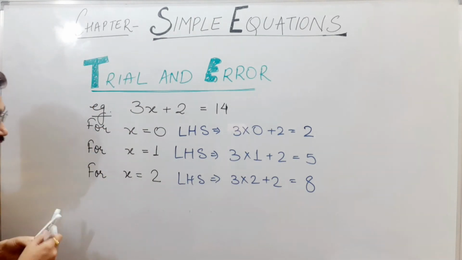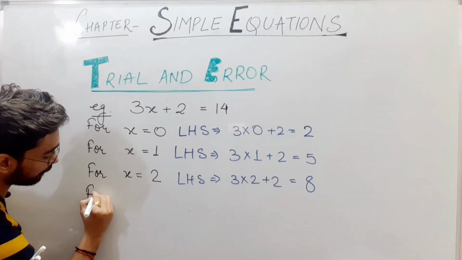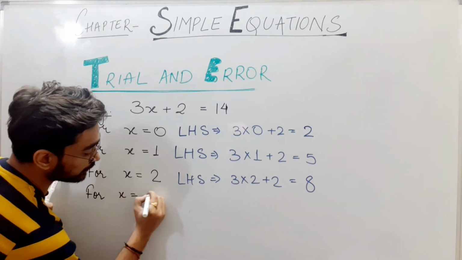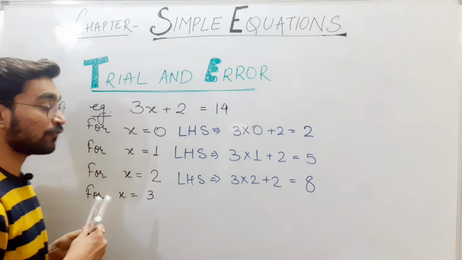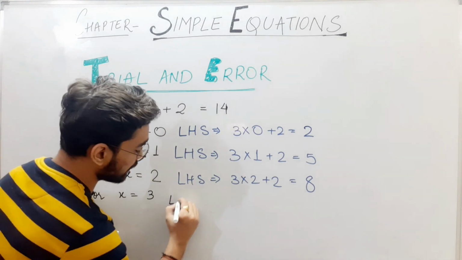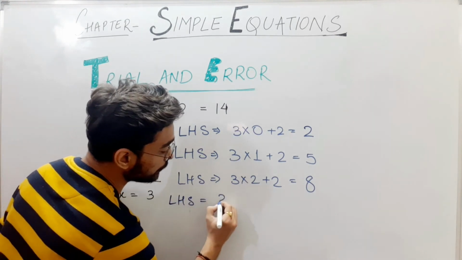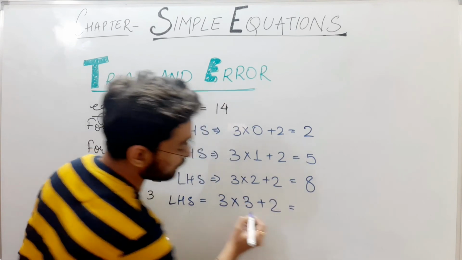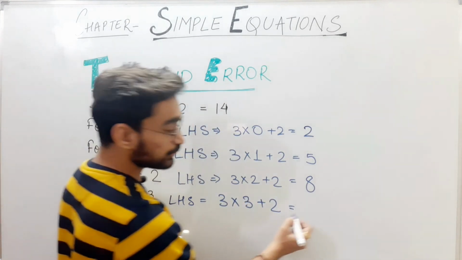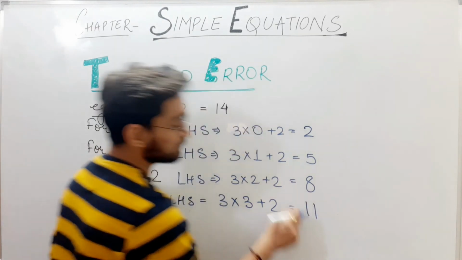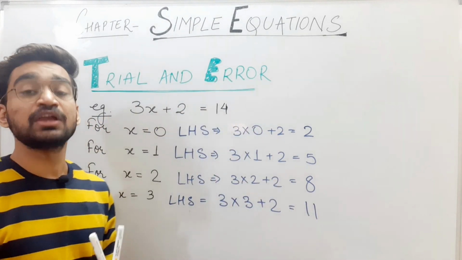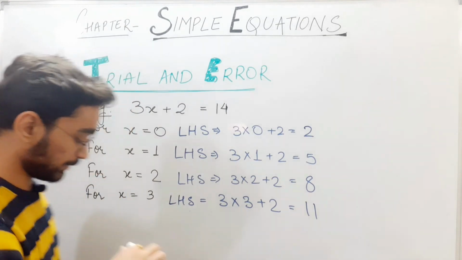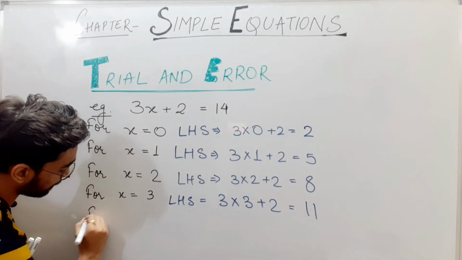For x is equal to 3, the value of LHS will be how much? LHS will be equal to 3 into 3 plus 2. 3 3s are 9, 9 plus 2, 11. Is LHS equal to RHS? No. So we will move to the next one.